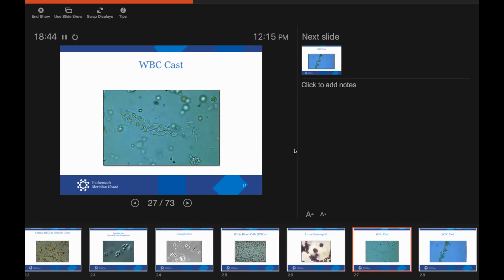And a cast. What's a cast? You've heard of a cast, but what is a cast? It's multiple cells in a matrix of hyaline, okay? So this is a matrix of hyaline, and you have white cells in there, and that's a white cell cast. And you usually see that with what? Infection. Very good.